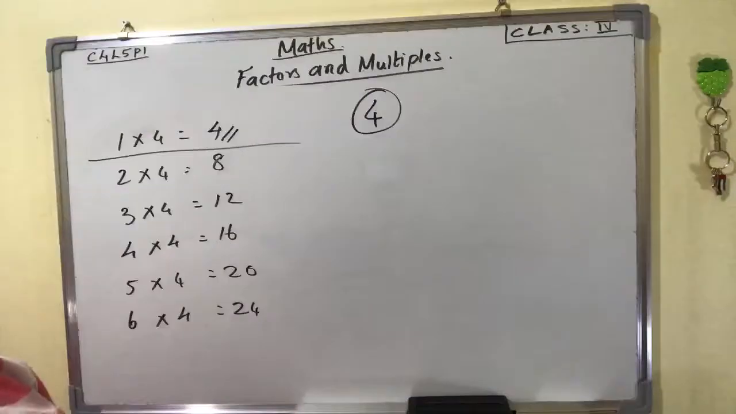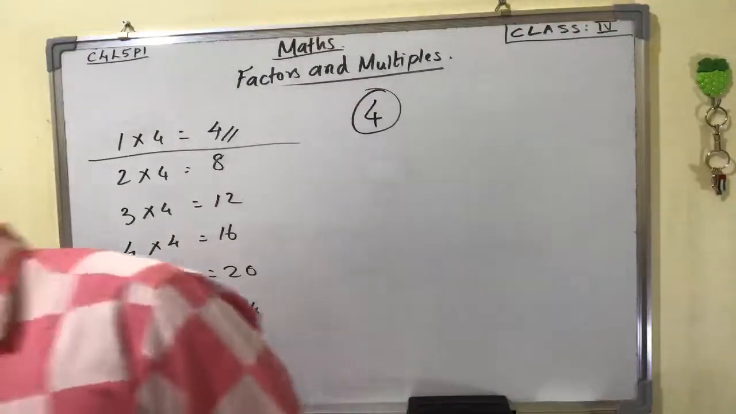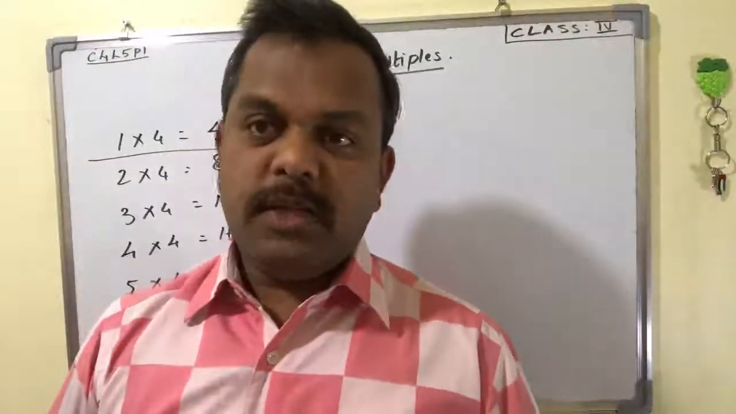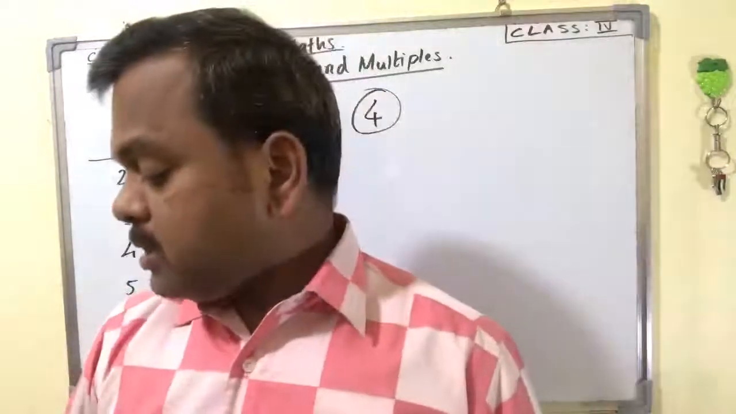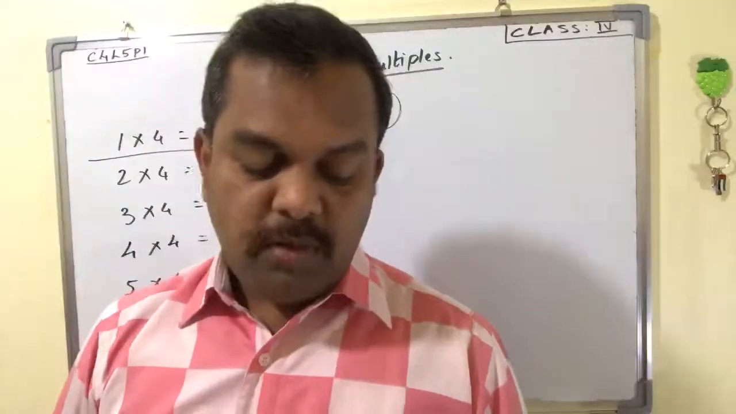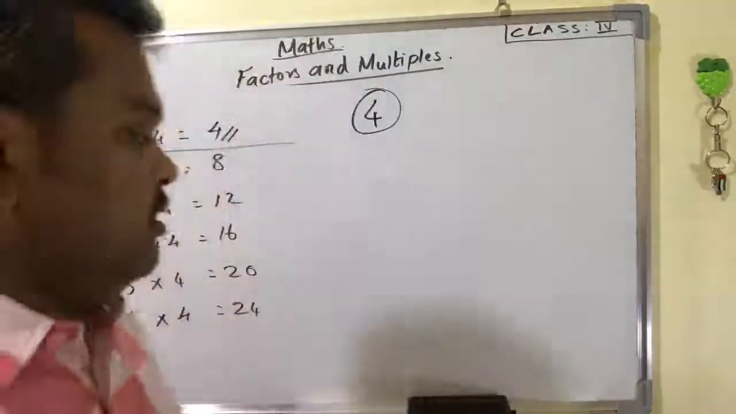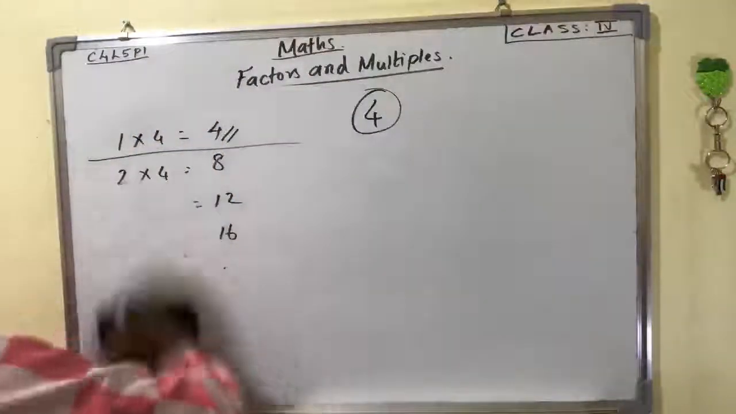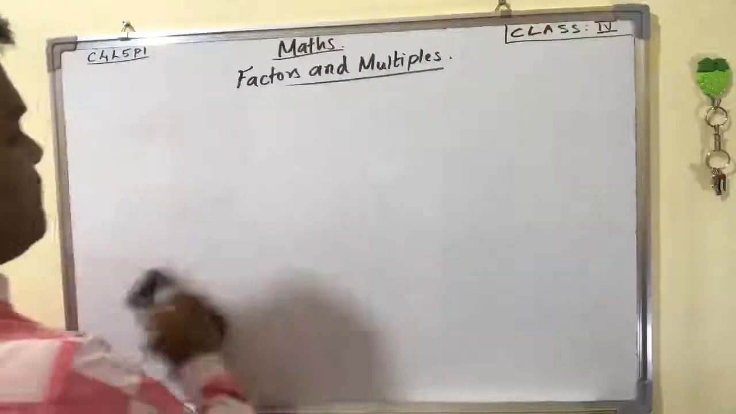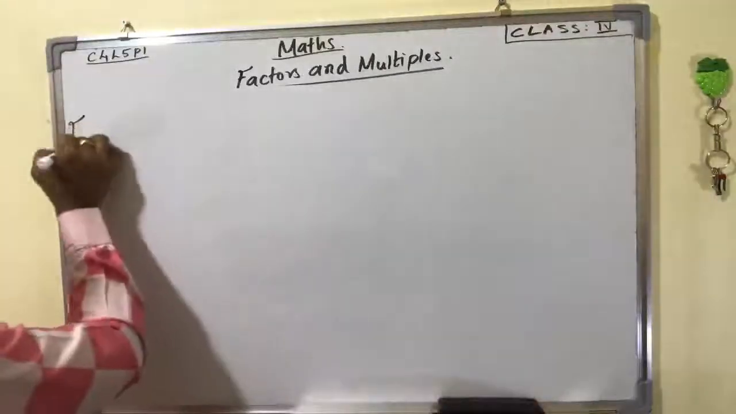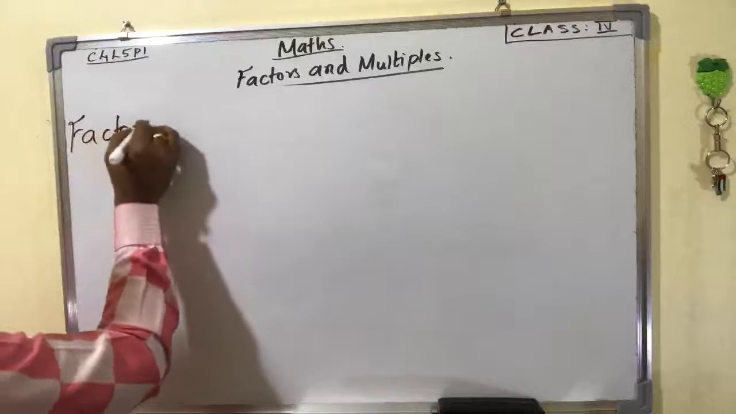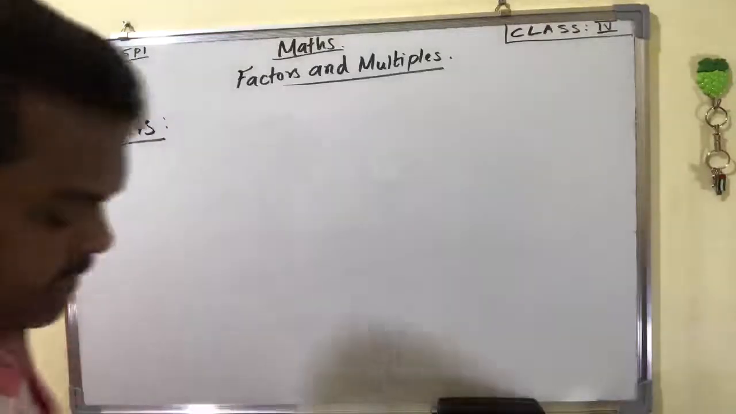Next one. This is multiples, this is very easy. Next we are going to learn about factors. What is that? Factors. This is a very important one. What is a factor?